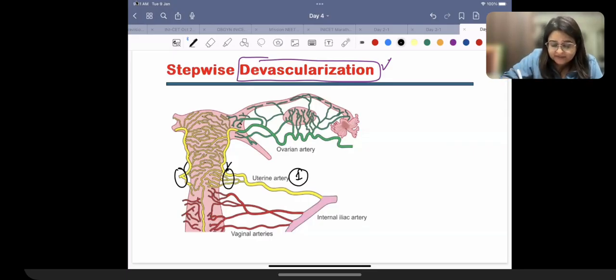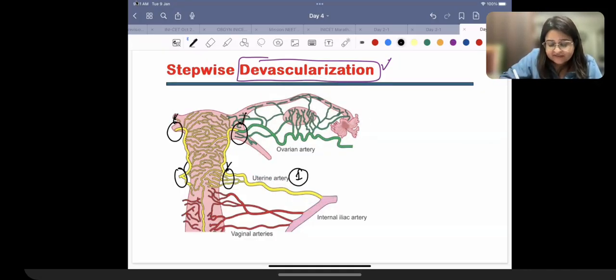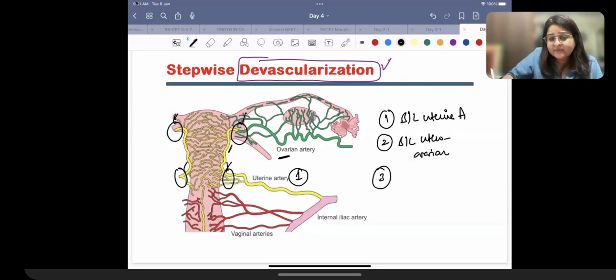If this doesn't stop the bleeding, you put a suture here. What is this? This is the anastomosis of the ovarian artery and the uterine artery. So utero-ovarian anastomosis. So the first artery we devascularize, and you have to do it on both sides, is the uterine artery, then the utero-ovarian anastomosis. And if still the bleeding persists, the best artery to ligate is the anterior division of the internal iliac artery, again bilateral.